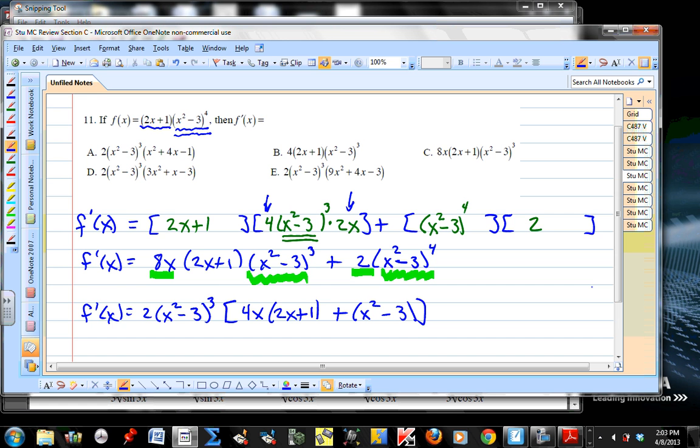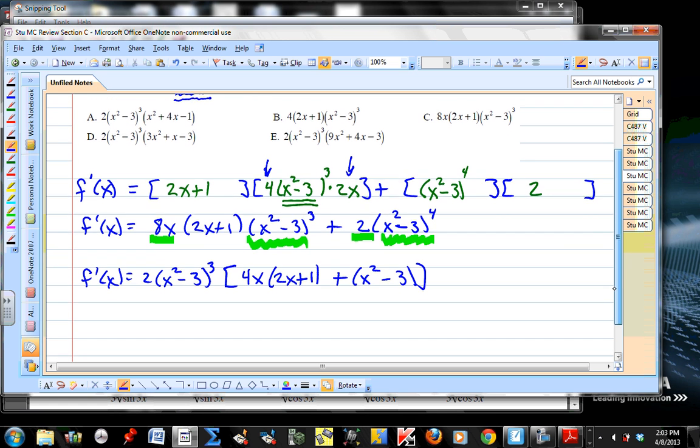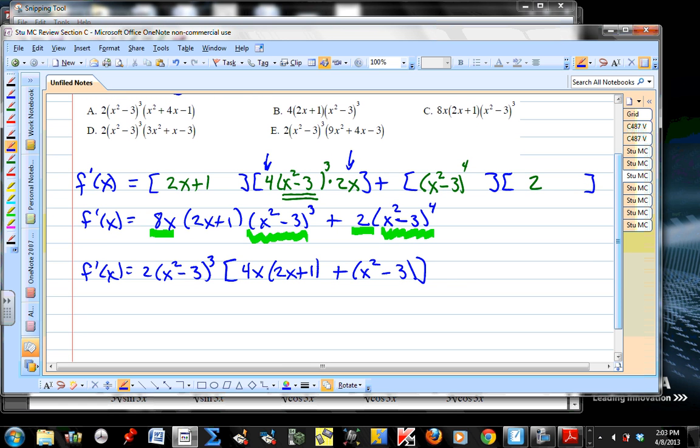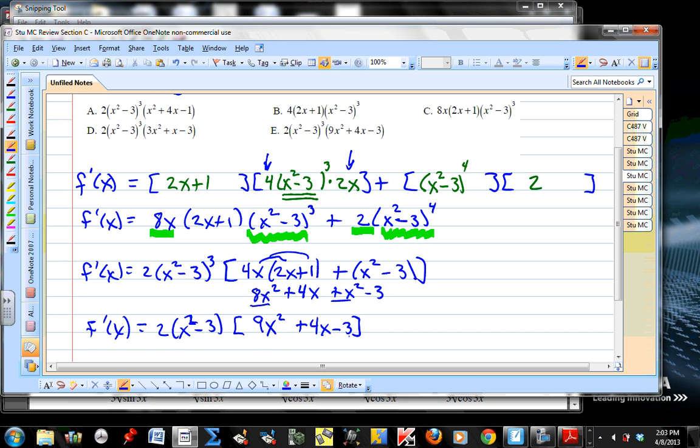Still doesn't match any of the answers listed, but we are getting closer. All right, let's simplify inside here. If we distribute 4x times 2x makes 8x squared. 4x times 1 is 4x. That's x squared minus 3. So I think we're getting closer. F prime of x is equal to 2 times the quantity x squared minus 3 times, let's see, 8x squared and x squared will make 9x squared plus 4x minus 3.